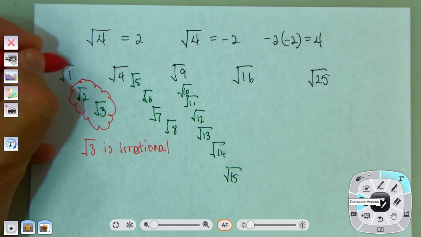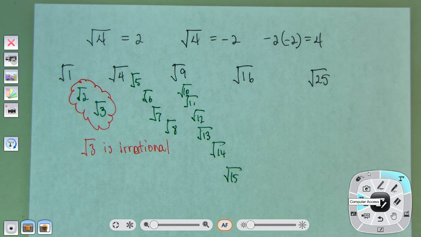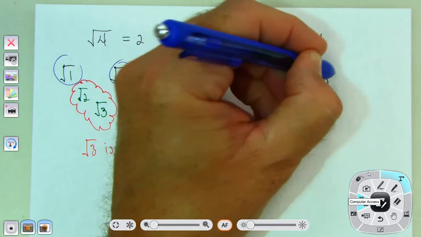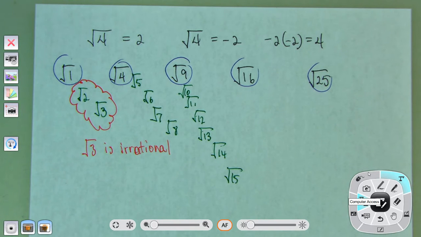Only these, square root of 1, square root of 4, square root of 9, they have perfect square roots. Those are the only ones that are rational. All the others are irrational. Okay? So that helps us when we classify numbers.